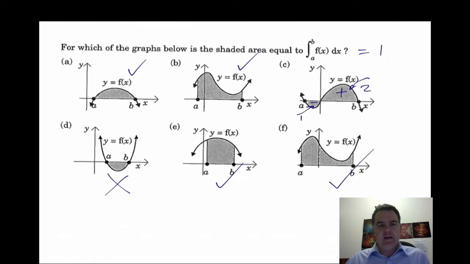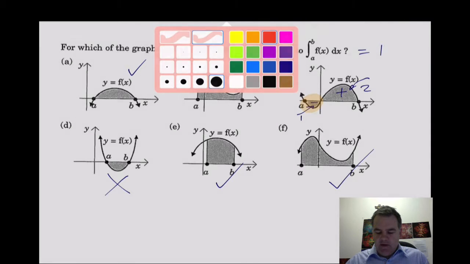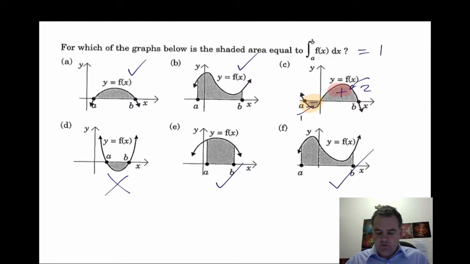One of the key understandings we wanted was in doing this question and recognizing that areas above the curve are counted as positive, areas below the curve are counted as negative. So this question is asking, is the shaded area equal to the integral between b and a? Looking at the ones where it's a problem, looking at C, we'd see that the little area over here, which I'm highlighting, would be counted as negative. This other area here would be counted as positive.